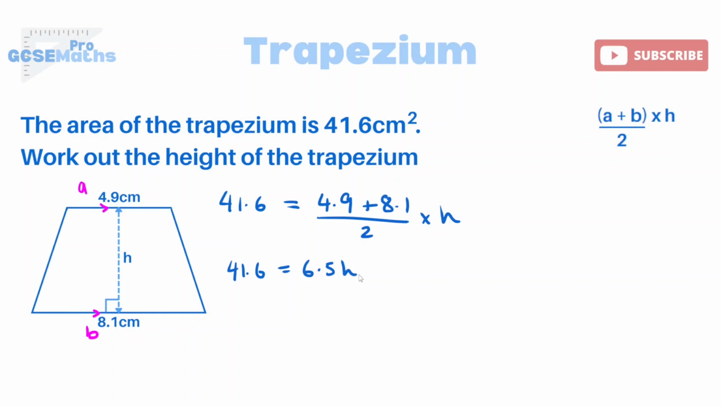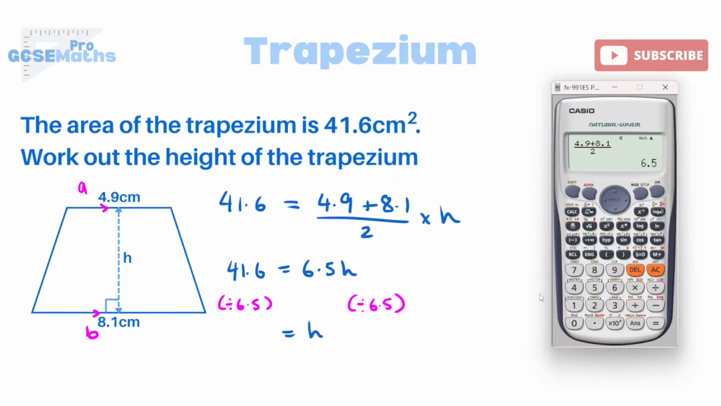If I want h on its own, I need to move the 6.5. And the 6.5 is currently multiplied with the h, isn't it? So to move it across, I just need to divide. So I'm going to divide both sides of my equation by 6.5. Obviously on the right-hand side, 6.5h divided by 6.5 is just h, isn't it? That's the whole point. But on the left-hand side, I'm going to have to use the calculator. 41.6 divided by 6.5 gives me 6.4.